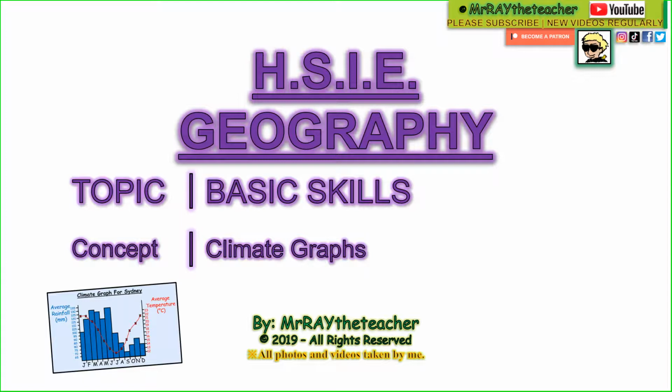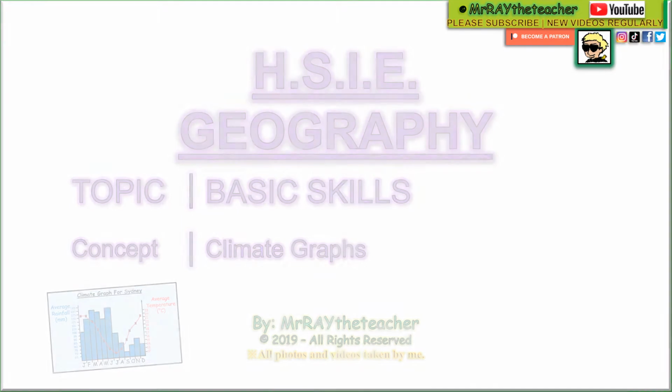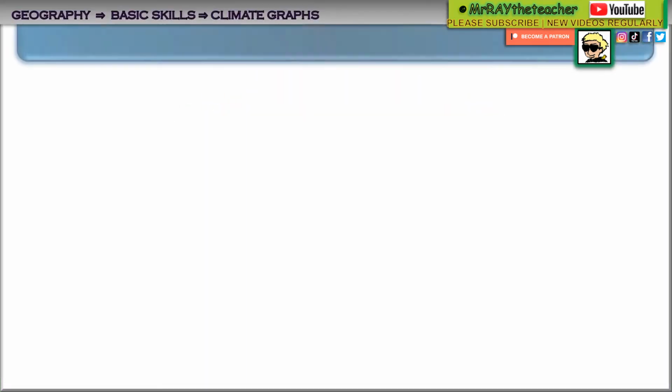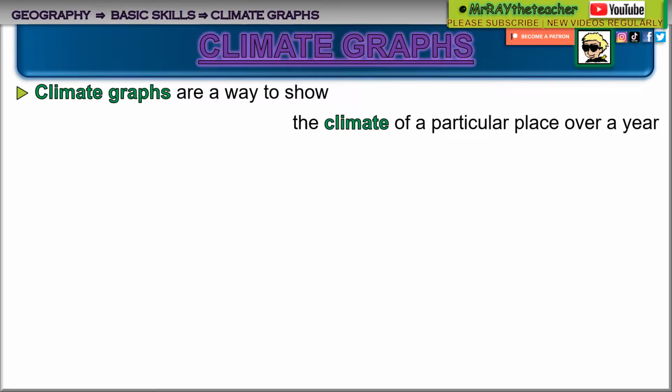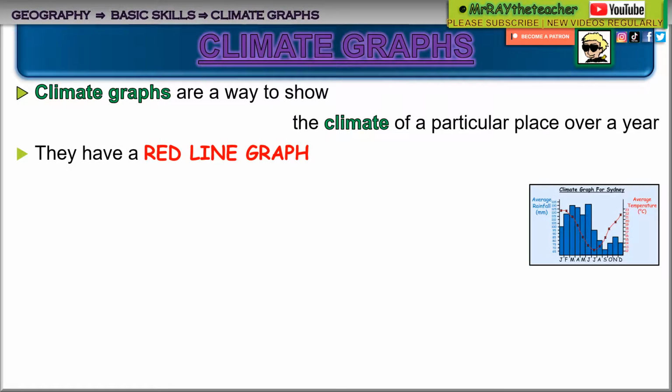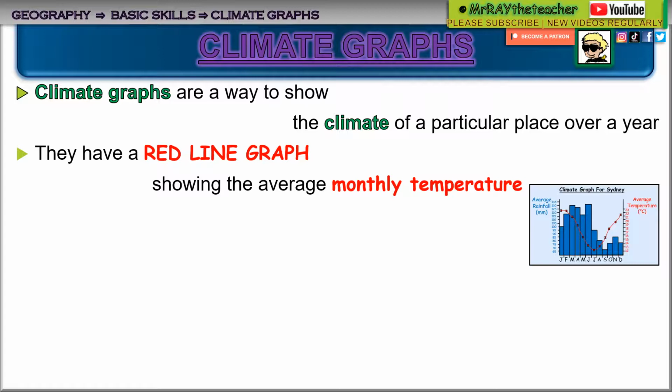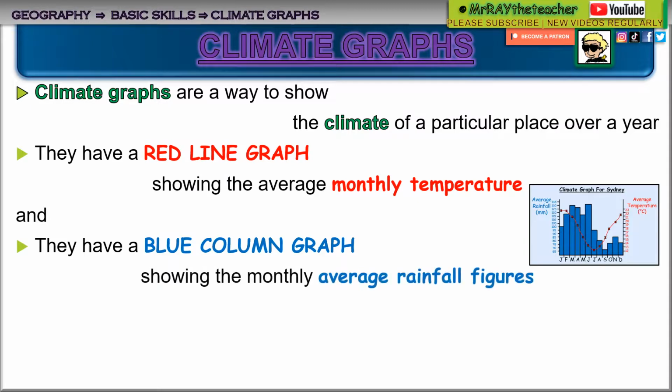Something that will definitely help you out, especially if you're in middle school learning about geography. So the basic skills of drawing a climate graph. They are a way to show the climate of a particular place over a year. They have a red line graph, and this shows the monthly temperature. Could be the monthly average temperature, could be the highest one. Just for our sake, we're using the average monthly temperature. And then we've got the blue column graph showing the average monthly rainfall figures.